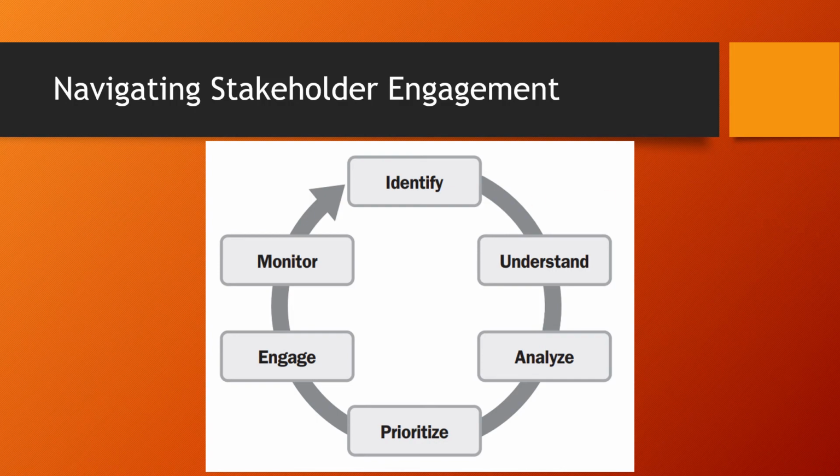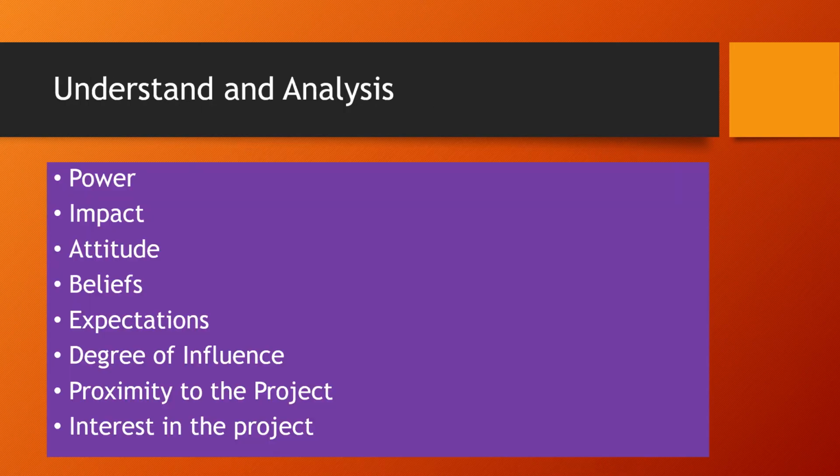As we saw in the previous slide, go through the different layers and identify the stakeholders in each layer. Once you identify them, try to understand and analyze them. The aspects on which you want to gather data include the power of the stakeholder: you understand the power of a government and regulatory body, and the impact of suppliers, or the impact of a customer, or the impact of the PMO.